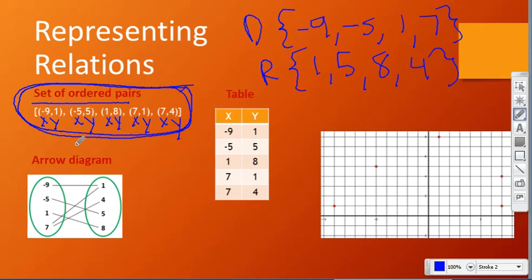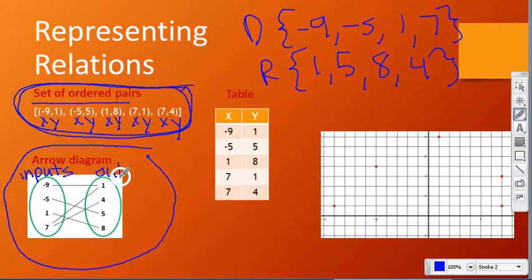Another way to represent a relation is by using an arrow diagram. In this arrow diagram, these values right here are considered our inputs, and these values right here are considered our outputs. These are our x values, and these are our y values. So our x values are our inputs, and our y values are our outputs. So this arrow diagram is made up of this set of ordered pairs.